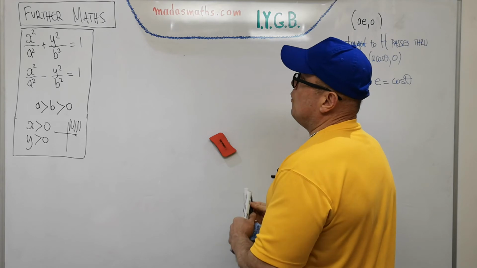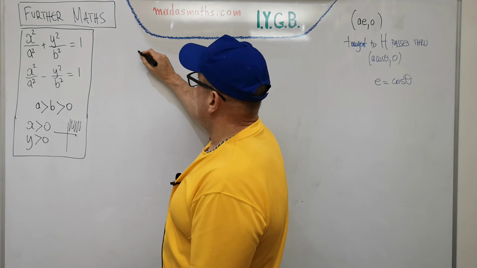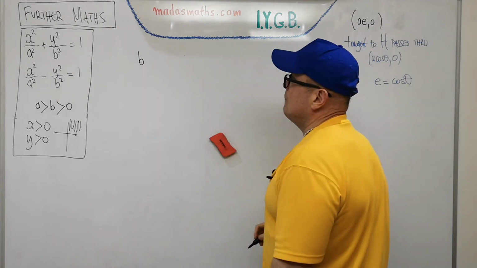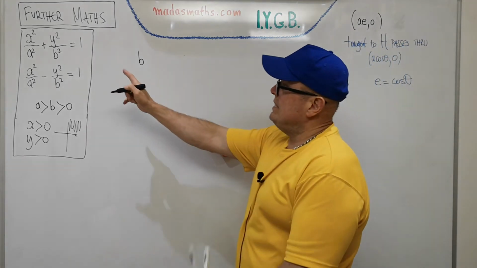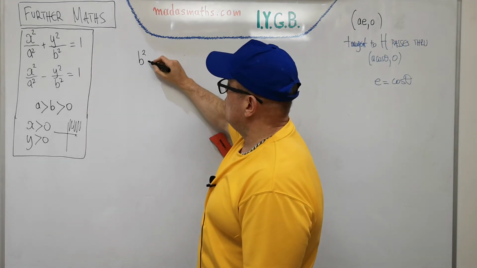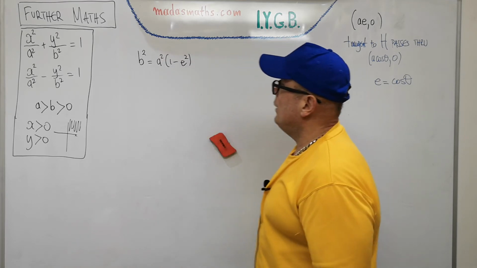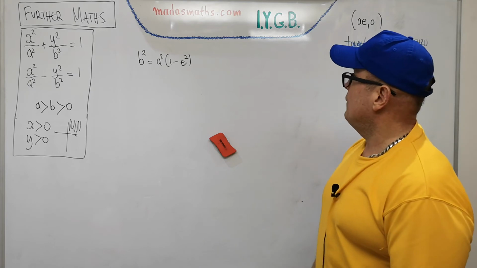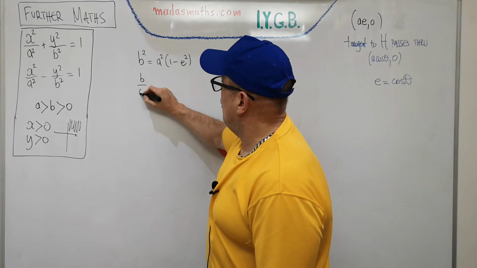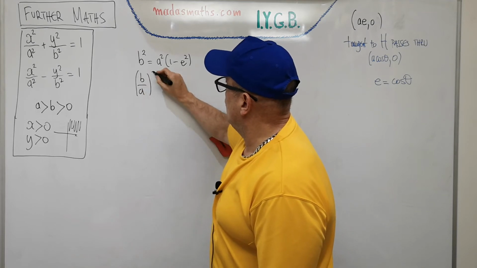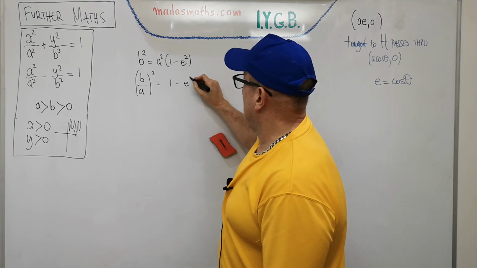What's the eccentricity now of the ellipse? The eccentricity relation is in the formula booklet. The ellipse has eccentricity less than 1, and b is the smaller number. So b squared is equal to a squared times (1 minus e squared). I believe that's correct by common sense. Okay, so what we get there is (b over a) all squared is equal to 1 minus e squared.